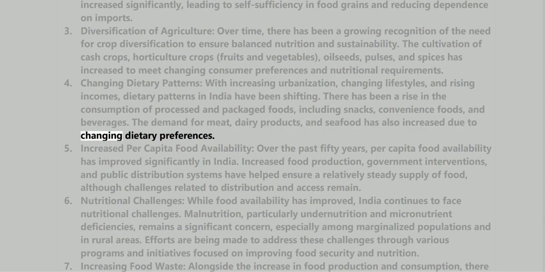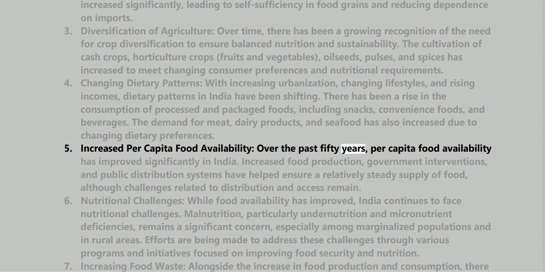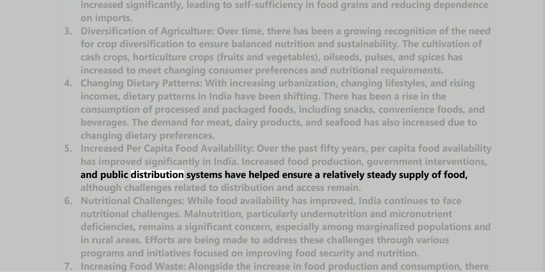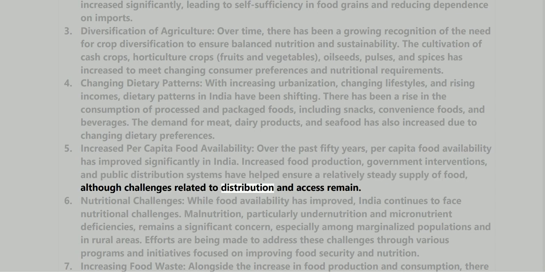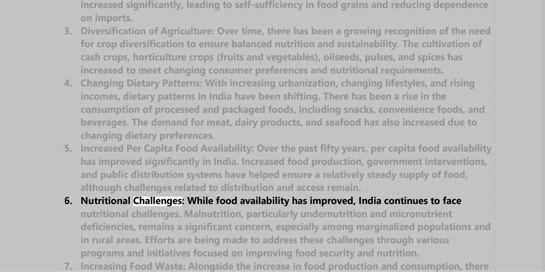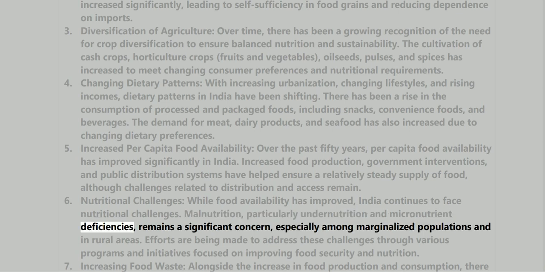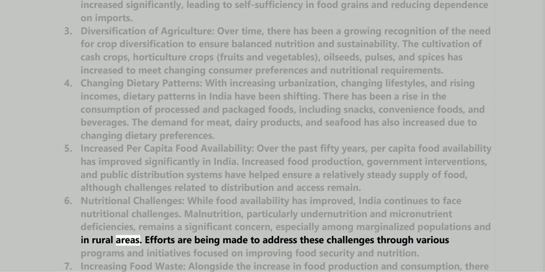5. Increased per capita food availability. Over the past 50 years, per capita food availability has improved significantly in India. Increased food production, government interventions, and public distribution systems have helped ensure a relatively steady supply of food, although challenges related to distribution and access remain. 6. Nutritional challenges. While food availability has improved, India continues to face nutritional challenges. Malnutrition, particularly undernutrition and micronutrient deficiencies, remains a significant concern, especially among marginalized populations and in rural areas. Efforts are being made to address these challenges through various programs and initiatives focused on improving food security and nutrition.